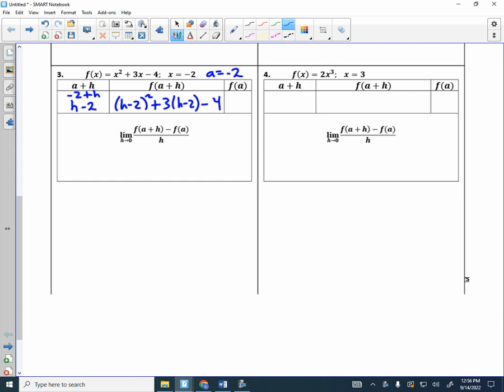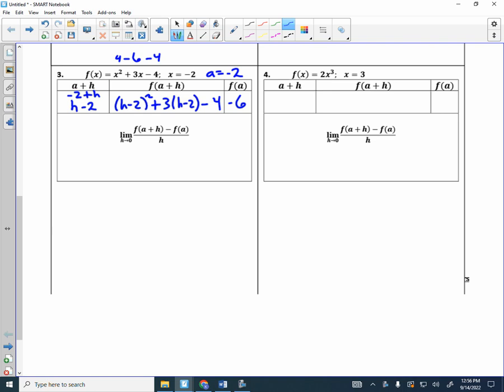And now I need to determine f of a. So I have to plug negative 2 in. You guys help me out. What's negative 2 squared? 4. And then I have plus 3 times negative 2. What's 3 times negative 2? So it's a minus 6. And then minus 4. What is 4 minus 6 minus 4? I'm taking negative 2 and plugging it into the function. Negative 6.